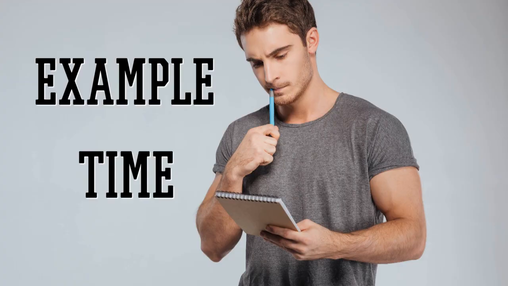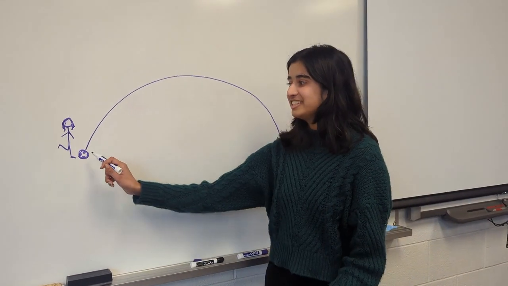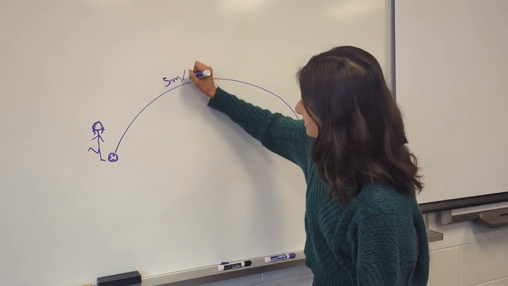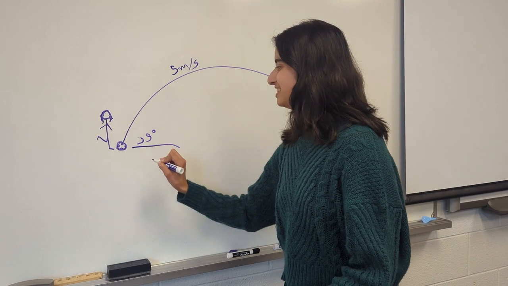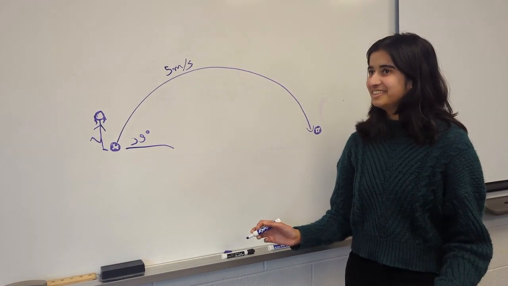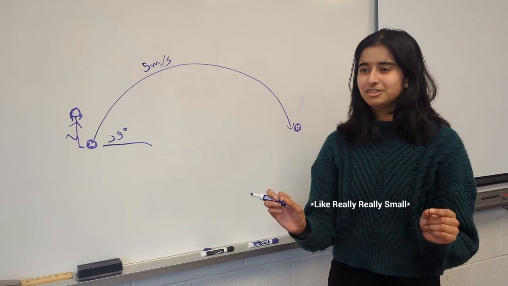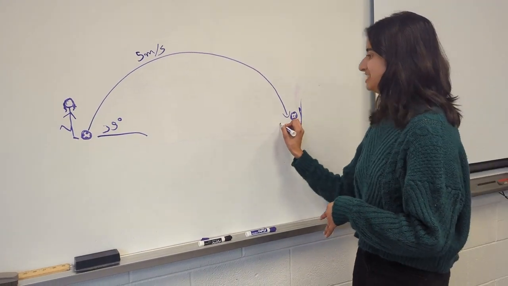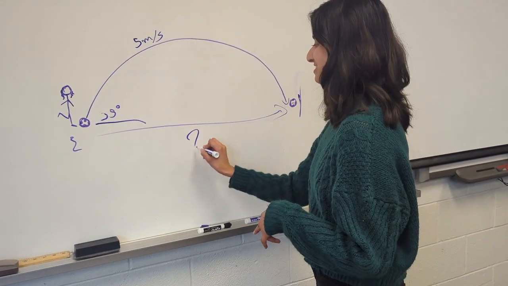Let's dive right into an example. So, consider a ball. If Janelle kicks the ball at an initial velocity of 5 meters per second at an angle of 35 degrees, and the air resistance is negligible, which means that the air resistance is really small, so we don't really consider that, then how far is the horizontal displacement of the ball?